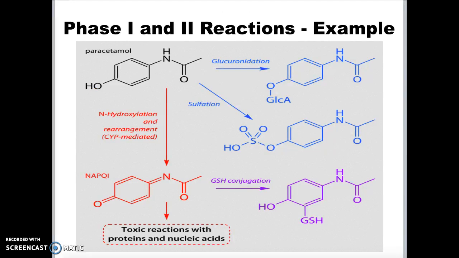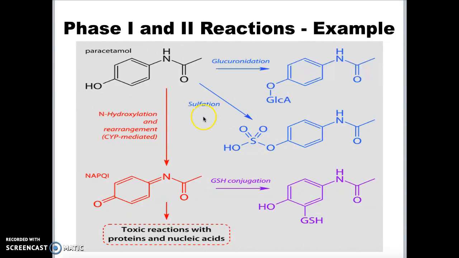So when we look at a couple of examples of phase 1 and phase 2 reactions, this is where we're really getting into a lot of the chemistry that goes into toxicology. You see here the structure of acetaminophen, which is Tylenol, in black at the top. You see a couple of phase 2 reactions, including glucuronidation and sulfation. Those are both really great ways to make Tylenol very water soluble. These are excreted right away.